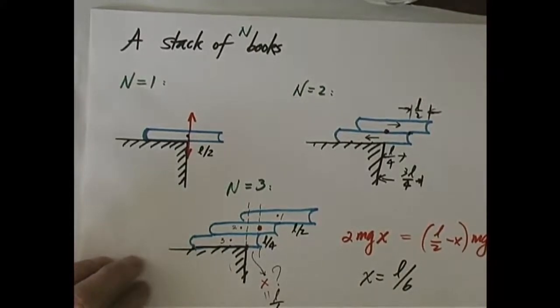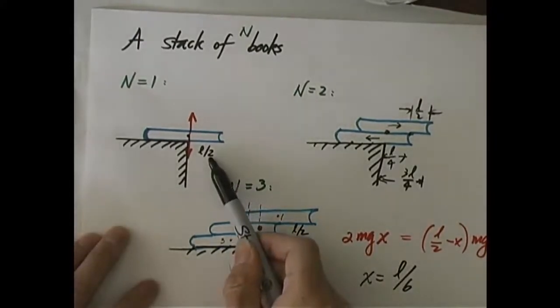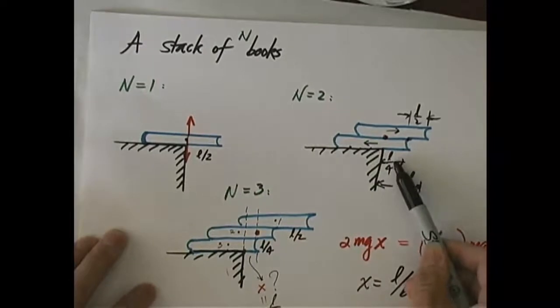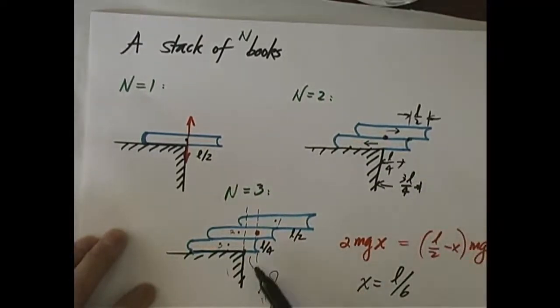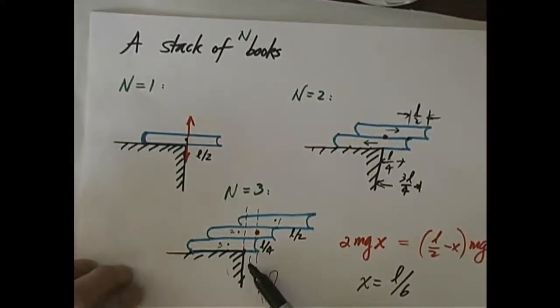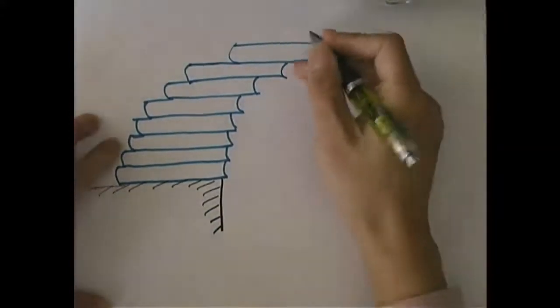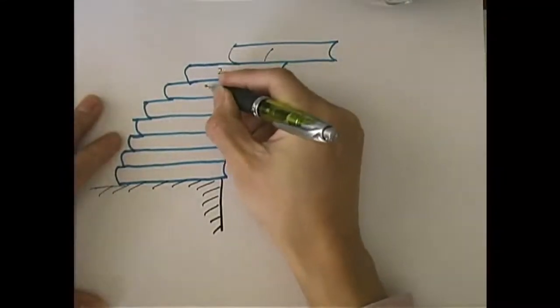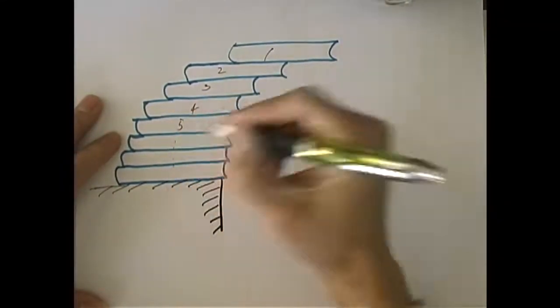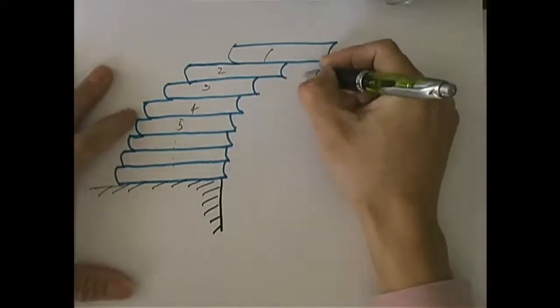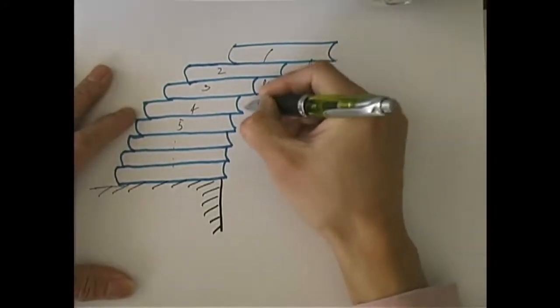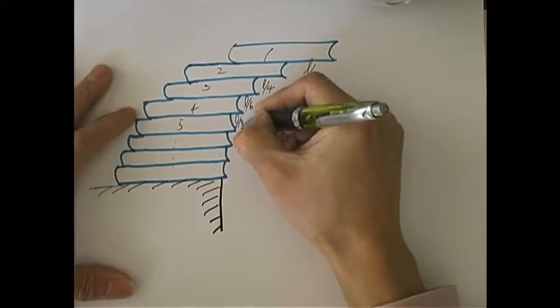Now, I hope you can see a trend here. For the first book, the overhang is L over 2. Second book, the overhang is L over 4. The third book, the overhang is L over 6. And what if I have a fourth book and fifth book? Well, it goes from 2 to 4 to 6 to 8 to 10 and so on, right? All right, so here's the amazing thing. Suppose I have a stack of n books, 1, 2, 3, 4, 5, and so on. I stack them out like this. You get L over 2, L over 4, L over 6, L over 8, and so on.